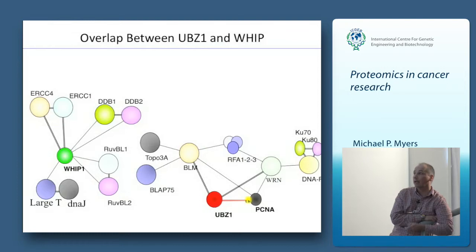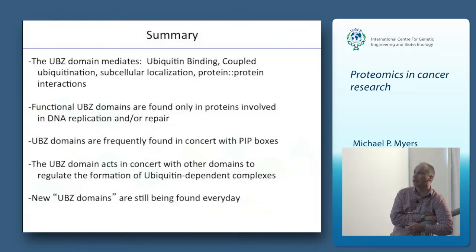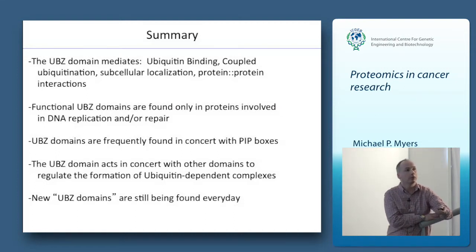The take-home message here is that by using a mass spectrometry approach, we were able to identify a new ubiquitin binding domain, and using the classical cell biology and molecular biology techniques that everybody uses, we can learn more about how this domain works.